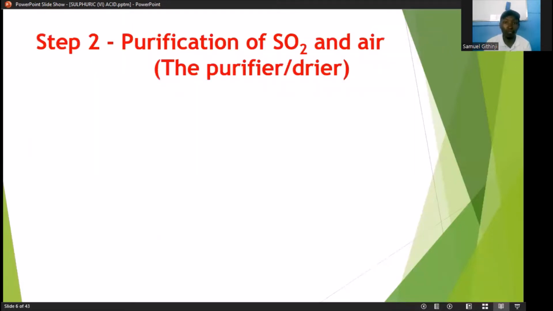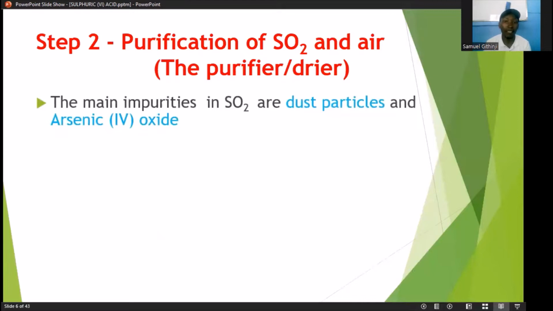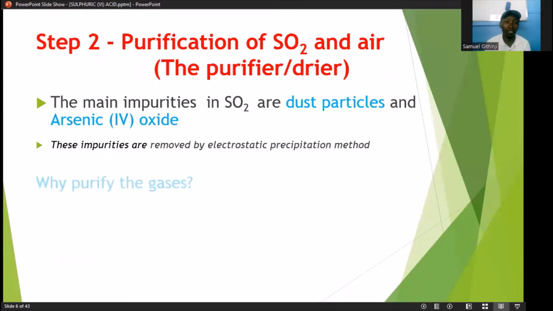Moving on, step number 2, the purification of sulfur (IV) oxide. This one is done in the purifier. You can also do it in a dryer because we need to remove moisture as well. So you can see that dust particles and arsenic (III) oxide are the main impurities, because that one can easily be asked. The question that you'll be asked, how do we remove these impurities? By electrostatic precipitation, a method called electrostatic precipitation.